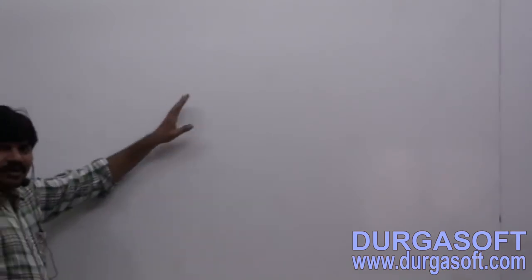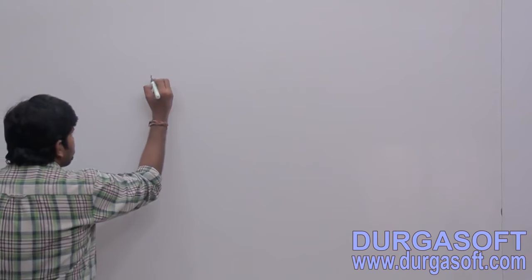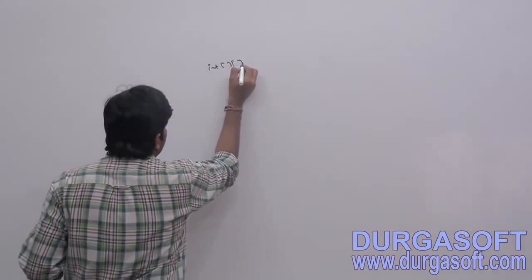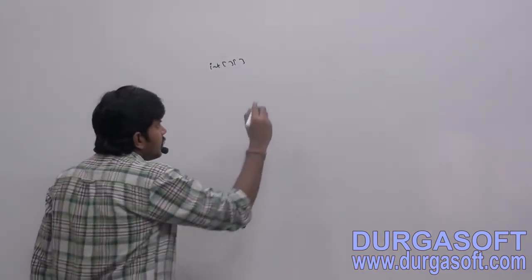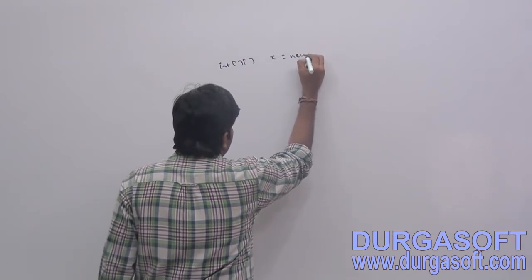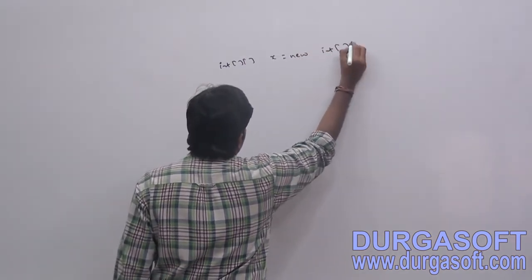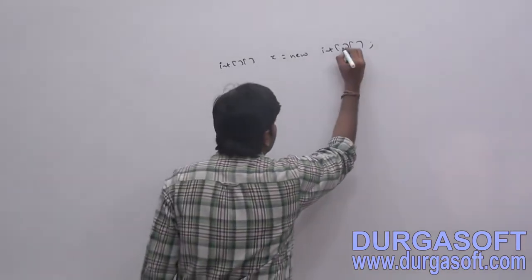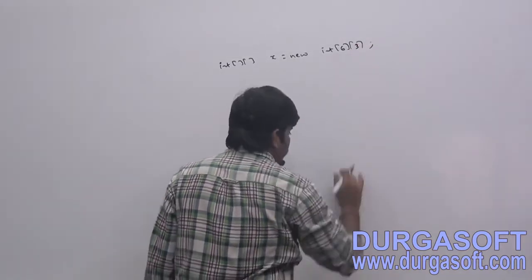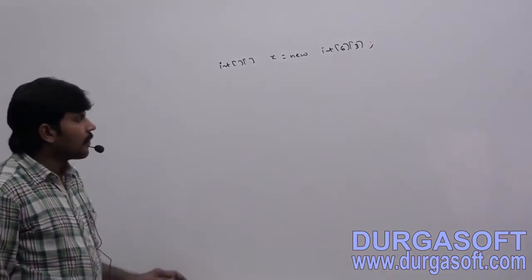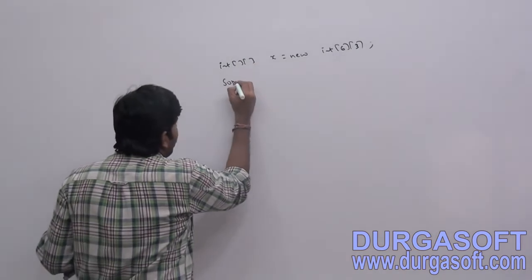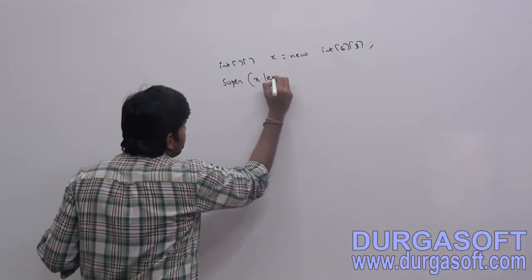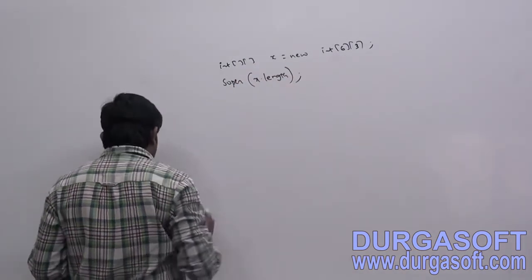Okay, so here there is one more small loophole you should be aware of. What is that loophole? Observe, I am taking a two-dimensional array. X is equal to new int two-dimensional array, like this, here 6 and then 3. So SOP of x dot length. What is the answer?